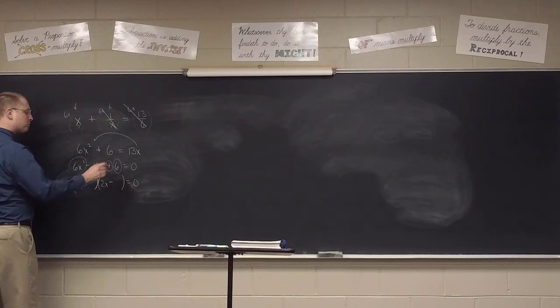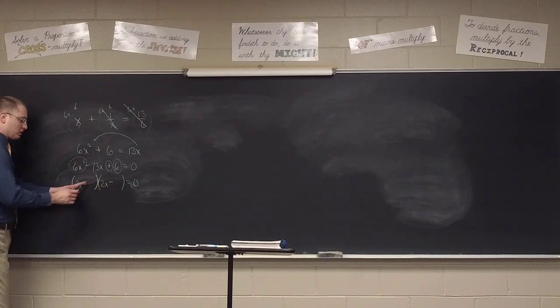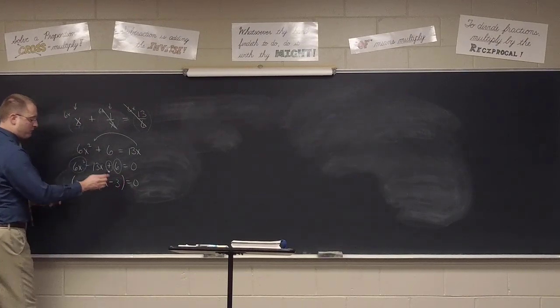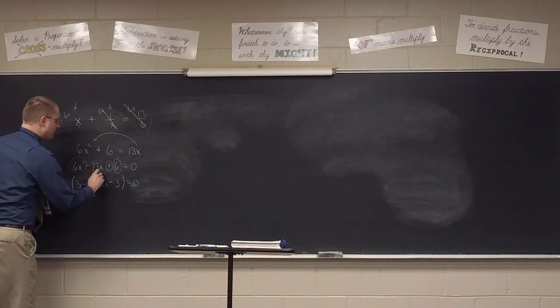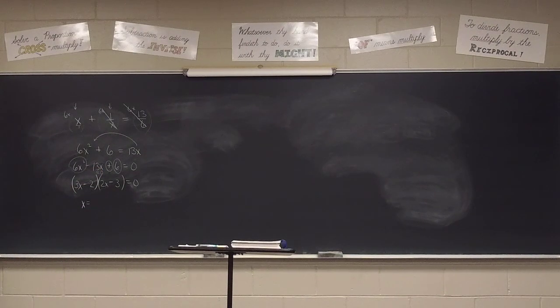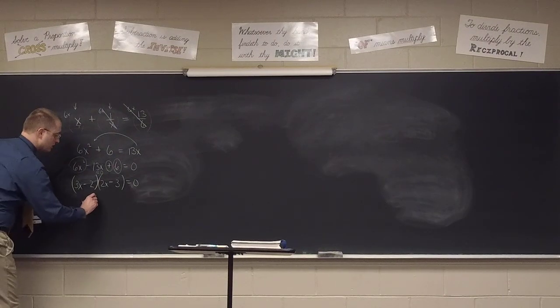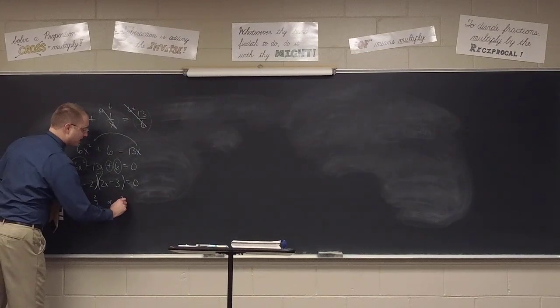And probably we want to split our 6 up, class. 2 and 3. Not 3 with a 3 and 2 with a 2, but 2 with a 3 and 3 with a 2. Checking the outer inner, does that check out, class? It does. So we set each of these to 0. I get 2 possible answers for x. My first possible answer for x is going to be, anyone? 2/3. The other answer for x is going to be 3/2.